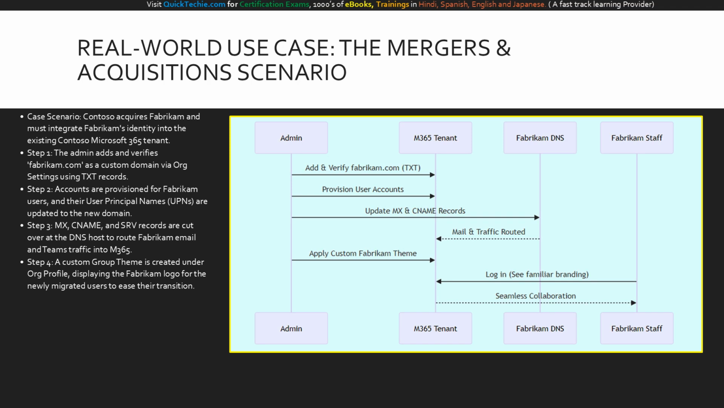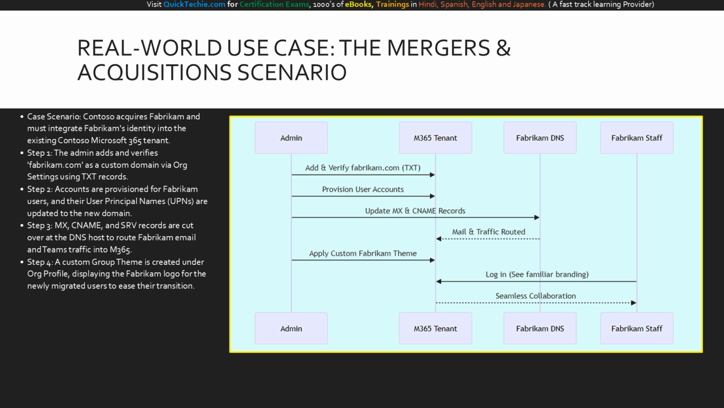To bring this all together, let's look at a highly critical, real-world use case, a corporate acquisition. Contoso has just acquired Fabricam, and we must integrate them into our tenant. Step 1, we go into org settings, add fabricam.com, and verify ownership using a TXT record. Step 2 requires discipline. Before touching email routing, we provision all the Fabricam user accounts and update their usernames to the verified domain. Step 3 is the actual cutover.